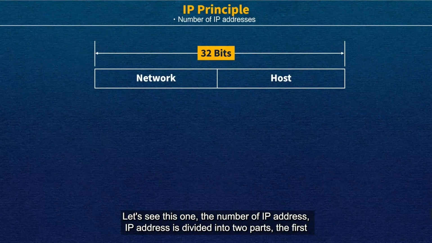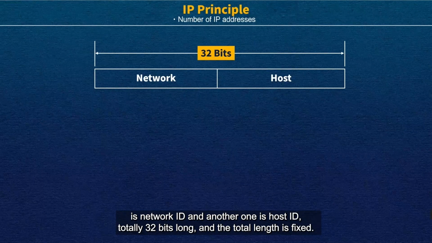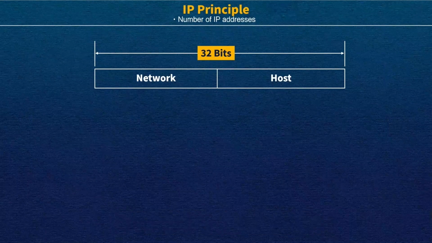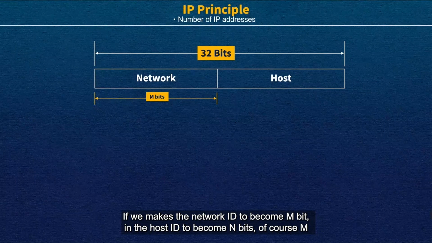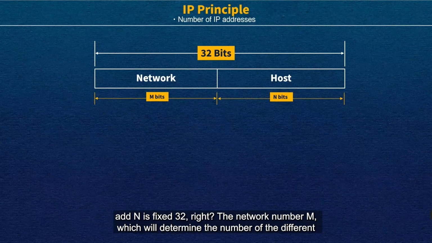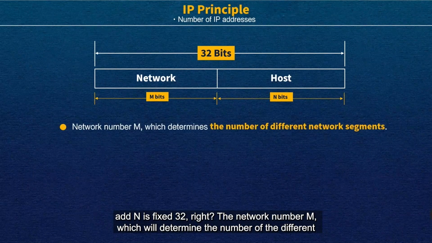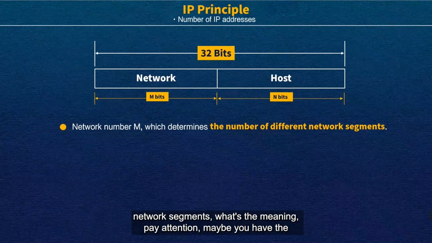The number of IP addresses. IP address is divided into two parts. The first is the network segment and another one is the host ID, totally 32 bits long, and the total length is fixed. If we make the network ID n bits, and the host ID m bits, of course, n plus m is fixed at 32, right? The network number n will determine the number of different network segments. What's the meaning? Pay attention.